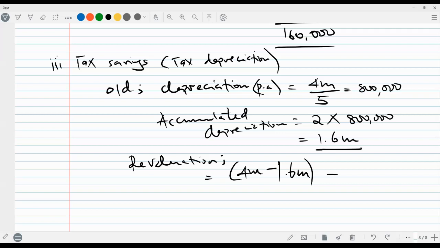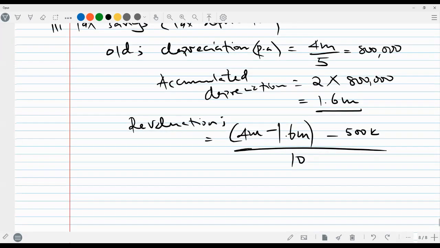However, don't forget you're going to get something back in terms of disposal value, and you'll be told that at the end of the 10th year, you can get back $500,000. So 500,000, we divide by 10 years. Therefore, if we had continued using the old machine, how much can you claim per year going forward? $190,000. Every year you can claim 190,000. That's for the old machine.